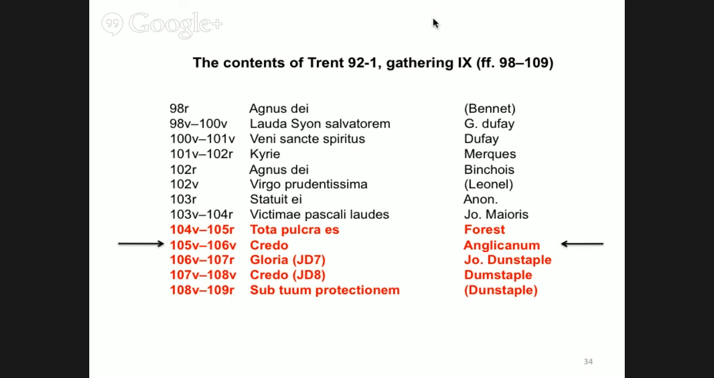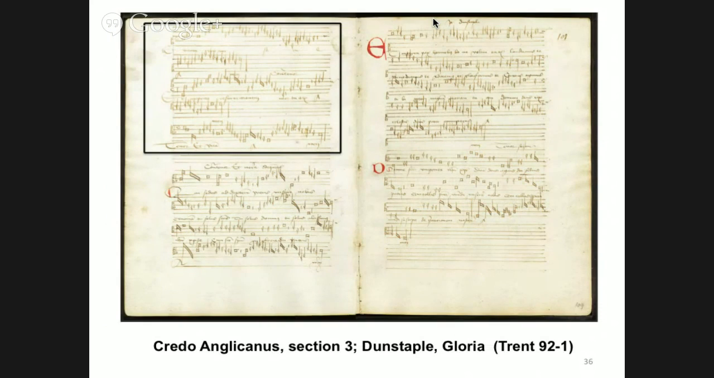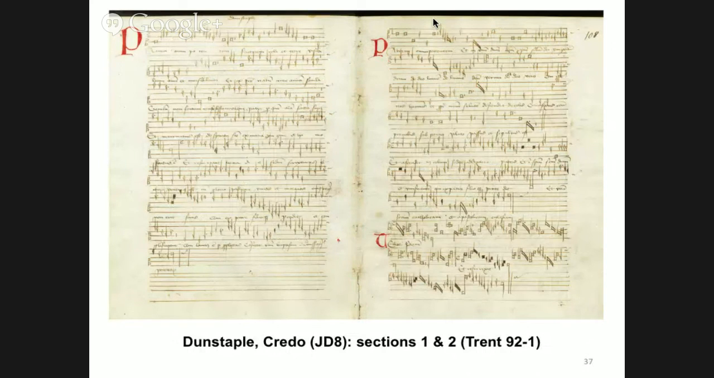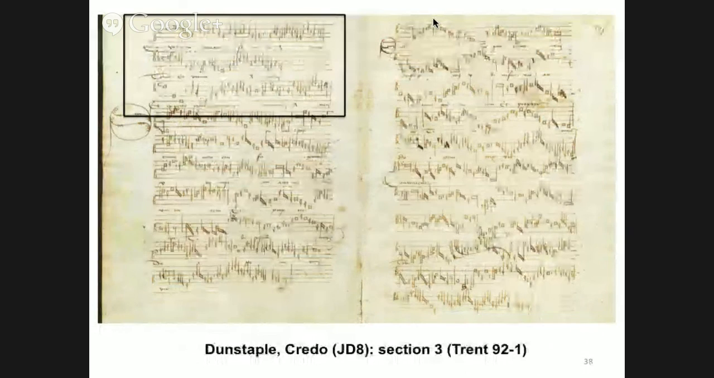Interestingly, both the Credo Anglicanus and JD 8 are laid out in identical fashion in Trent 92.1, with the page break occurring at the end of the second section. So there's the first opening of the Credo Anglicanus with sections 1 and 2, the final opening, the last section boxed there, and then JD 8 following the same pattern. This simply reflects the fact that both works have the same overall structure and are of similar length.